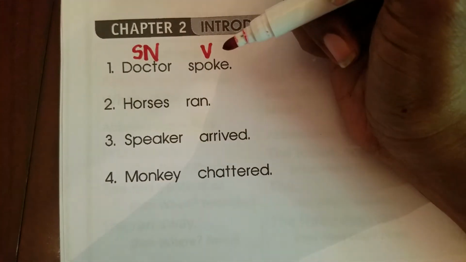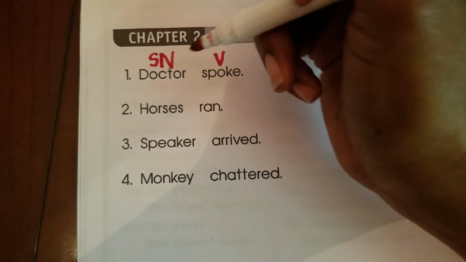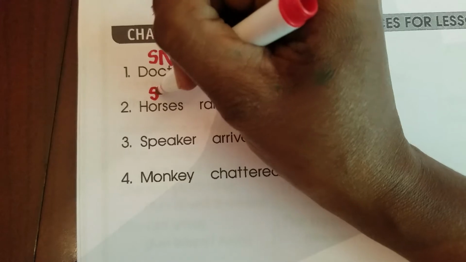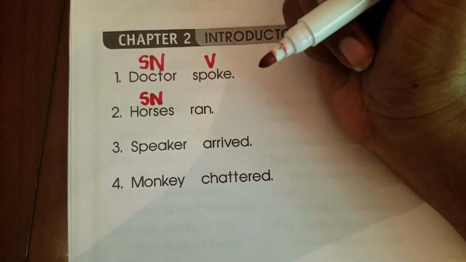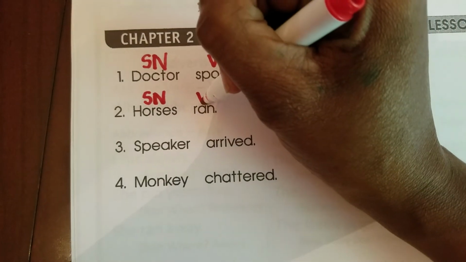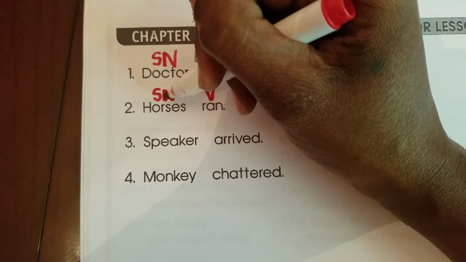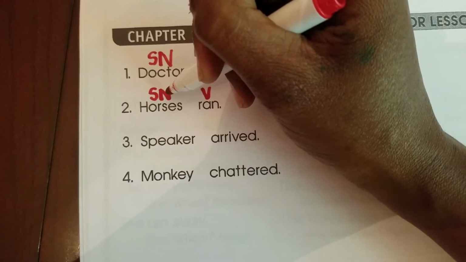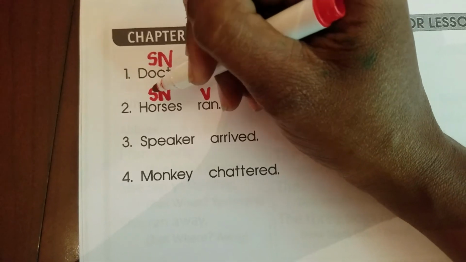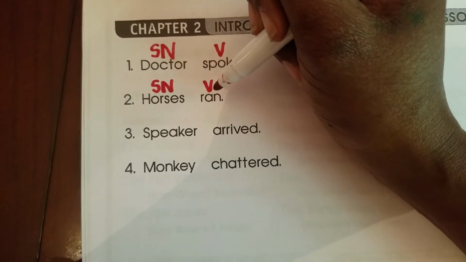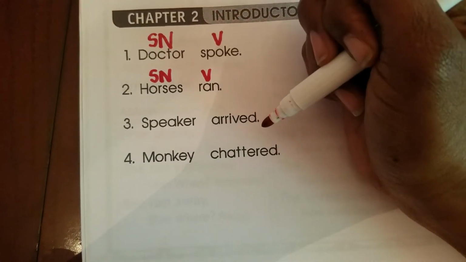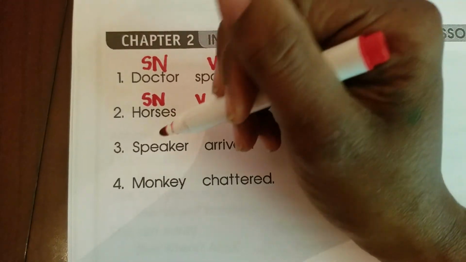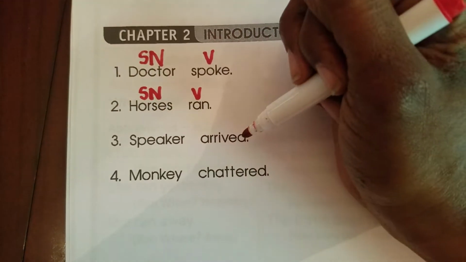Next sentence. "Horses ran." What ran? Horses, subject noun. What is being said about horses? Horses ran, verb. So you see, we're identifying the subject. Subject noun means the same thing, subject and noun mean the same thing, and what the subject does. The horses ran.